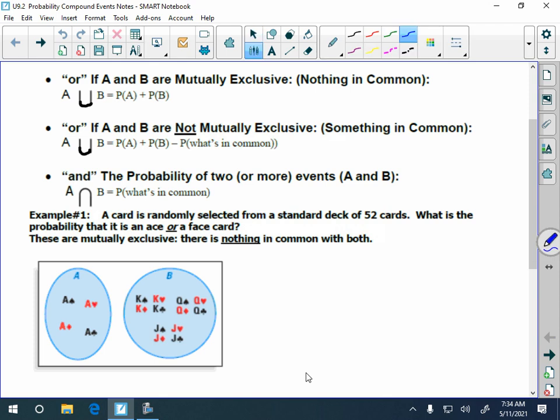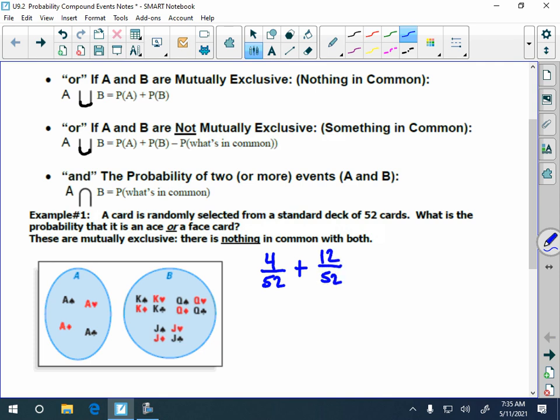All right, so the probability of A would be 4 out of 52. There's 4 cards that are aces out of 52 cards, plus all the face cards. There's 12 out of 52.